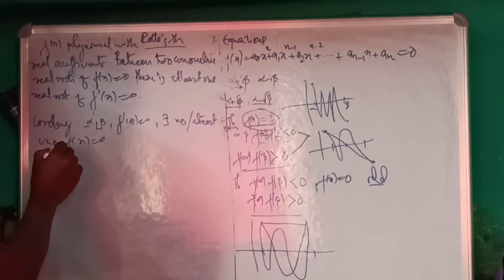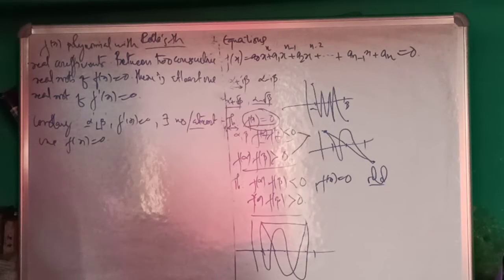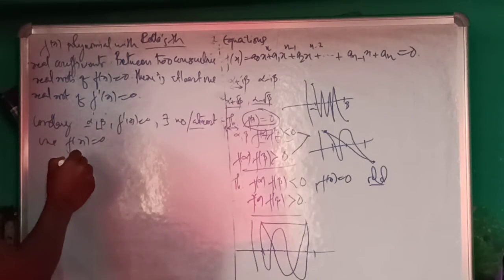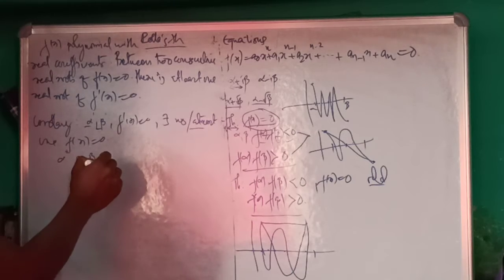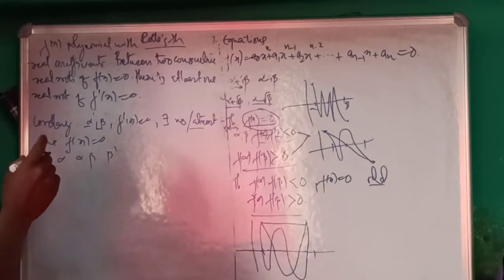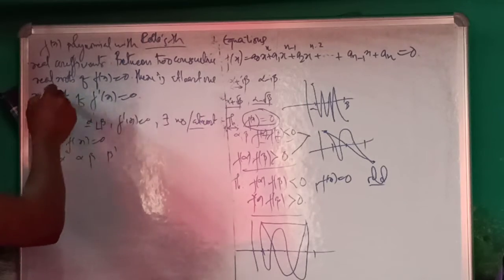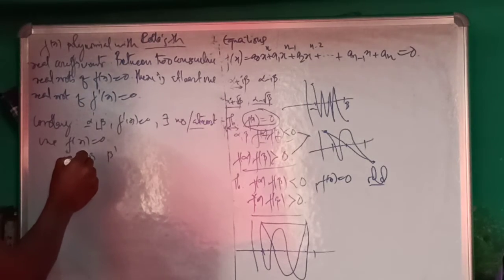Suppose there are two roots, alpha and beta, between alpha dash and beta dash. According to this corollary, it was said that there is only one real root of f of x equals 0, but let us suppose that there are two real roots. Then by Rolle's theorem, between two consecutive real roots of f of x, there is at least one real root of f dash of x. Then between alpha and beta, there exists one real root, gamma dash.